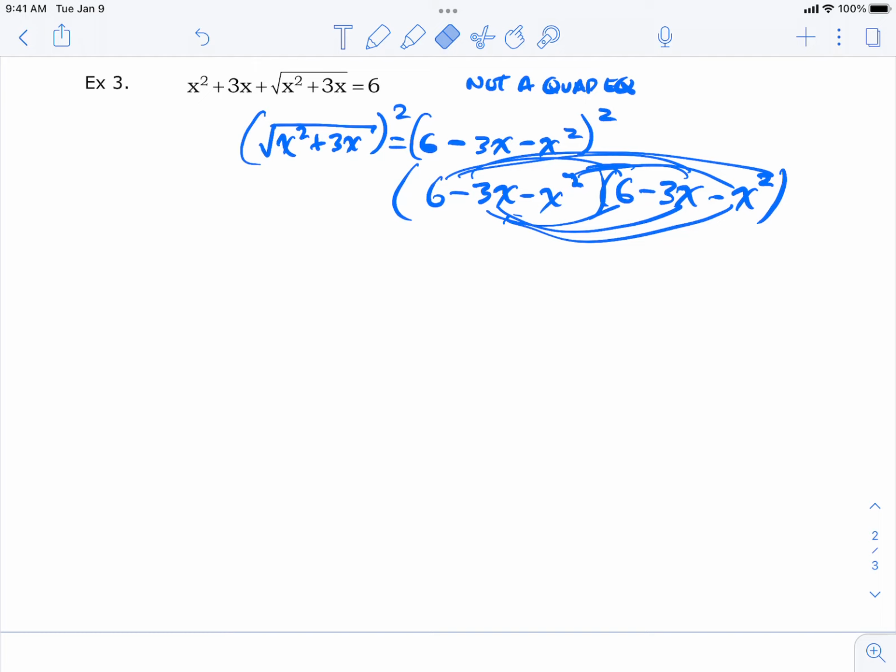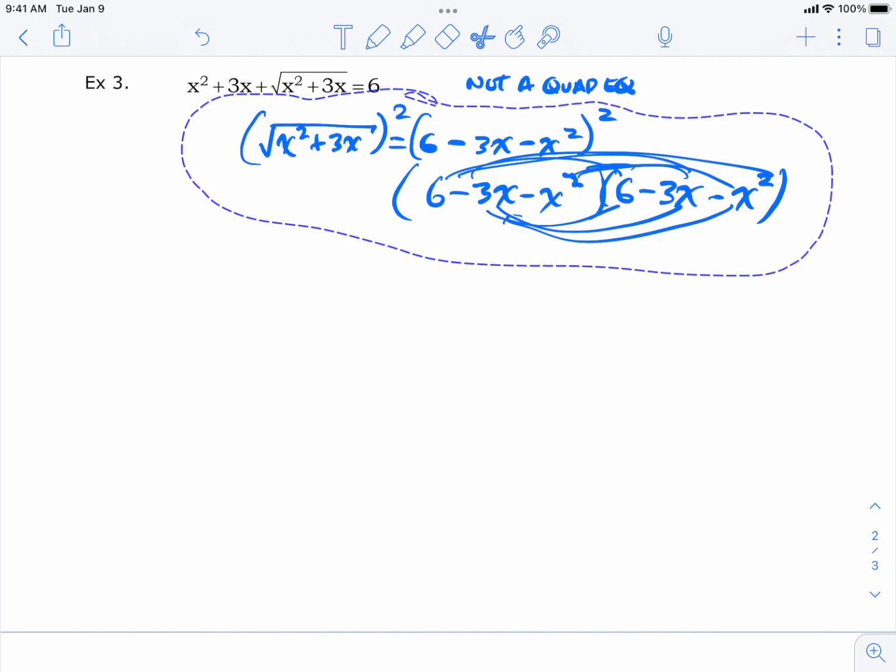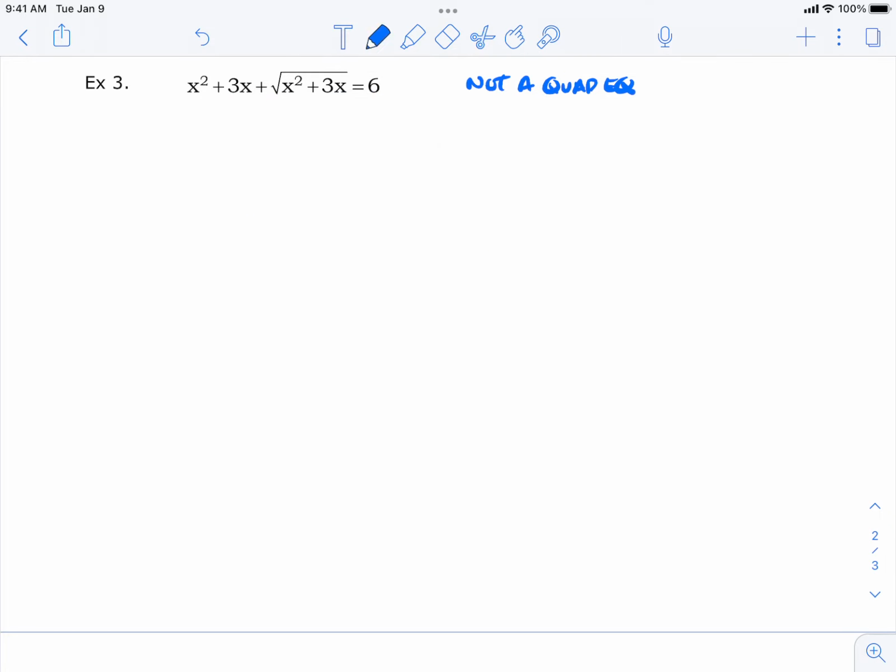So let me erase all of that, because that's kind of, what do you want to call it? Hideous? Hideous might not be a bad word. Not a quadratic equation. Not really. Maybe it is, but I don't think so. Not really solvable by isolating the radical first.